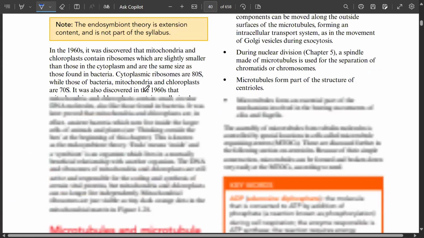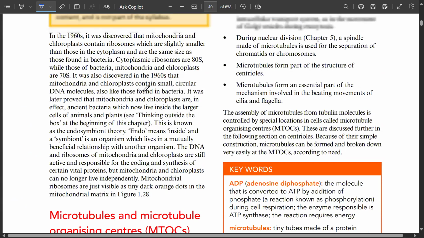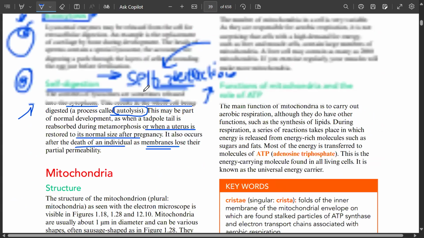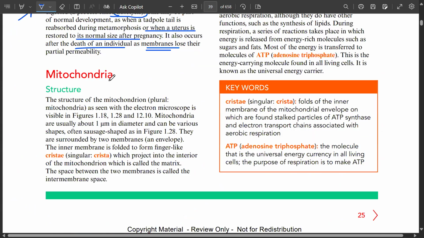Next, we have mitochondria. Okay, let's start with mitochondria as well. So mitochondria is known as the powerhouse of the cell. Why? Because it's a site of aerobic respiration, so it produces energy. Good. What's the equation for aerobic respiration?